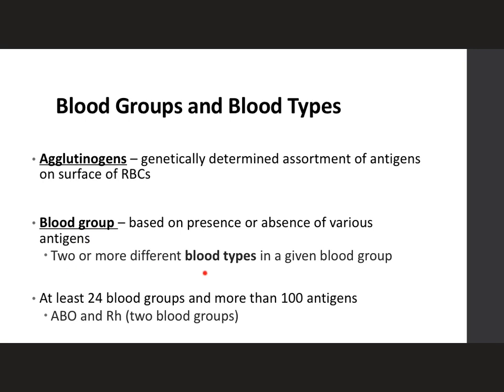Two or more different blood types are in a given blood group. Okay, so in order to be a group, it has to have two or more different blood types. And there are at least 24 blood groups and more than 100 antigens. But when we talk about blood groups, we really focus on the ABO and Rh. These are the most common when you talk about what blood type you are. These are the two most common blood groups that we refer to.